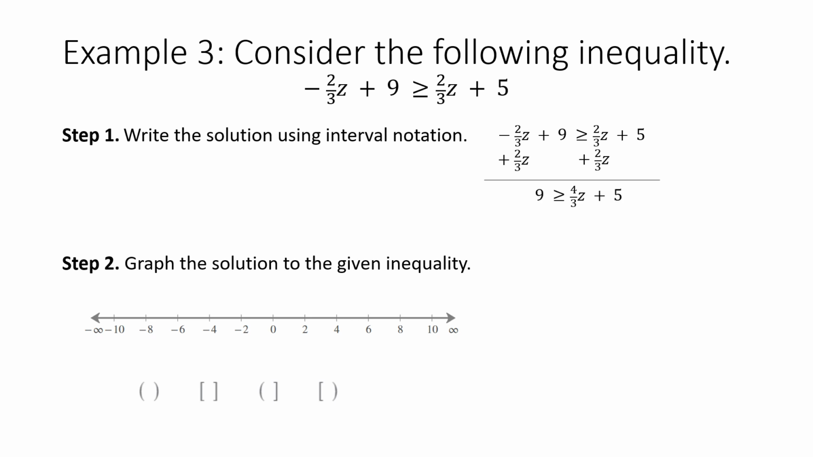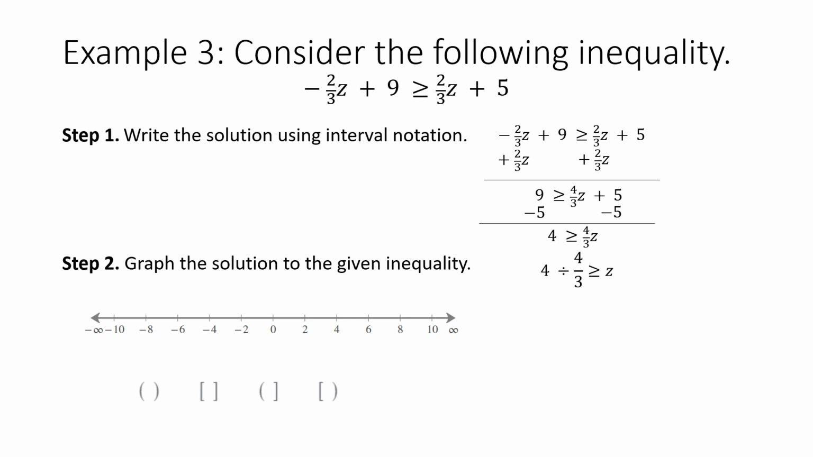2/3 z plus 2/3 z gives me 4/3 z. Then I have plus 5. So next I need to move the positive 5, and I'm going to subtract 5 on both sides. 9 minus 5 is going to give me a 4. So then I have 4 is greater than or equal to 4/3 z. The z is being multiplied by 4/3, and so I need to divide by 4/3.